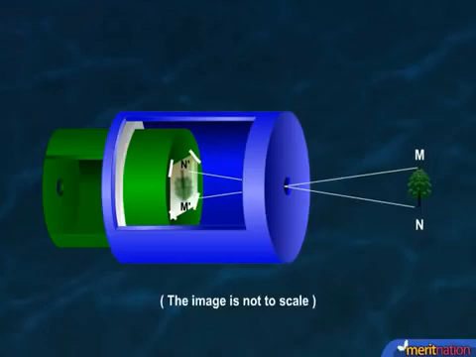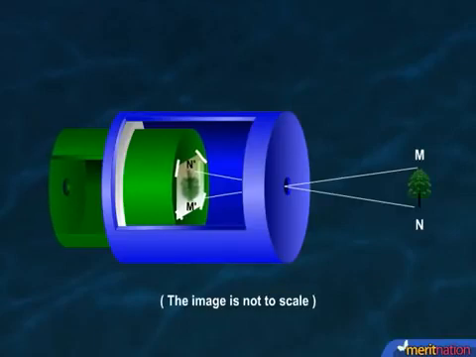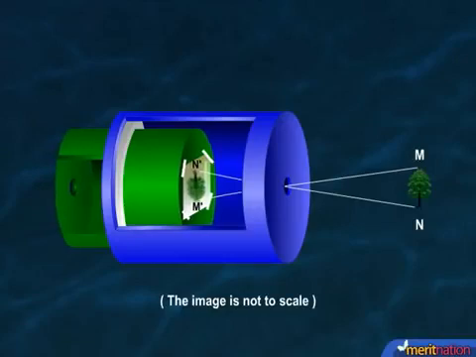Now the size and contrast of this image can be adjusted. For that, all you need to do is slide the smaller cylinder. Also, one more thing, the image depends on the size of the pinhole. The smaller the pinhole, the sharper will be the image, and of course vice versa.